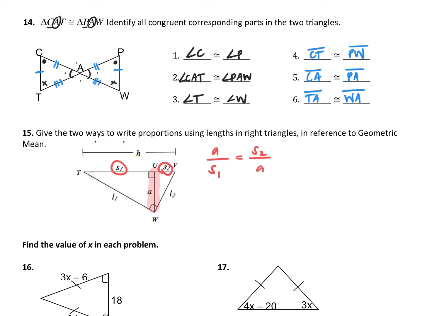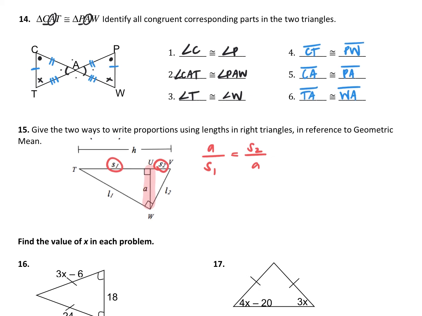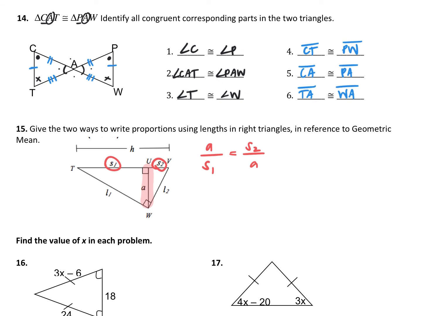Now, technically, if you had this entire fraction flipped and this entire fraction flipped, that would be fine. I just like to put my geometric mean term, that A value, that shows up twice on the top left. Okay, now let's go ahead and look at one of my legs. If I look at leg 2, that's the one that's going to show up twice.